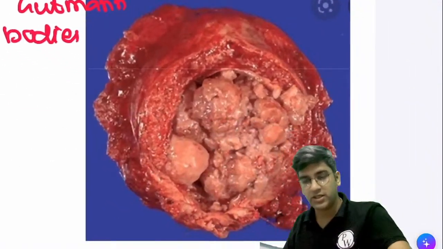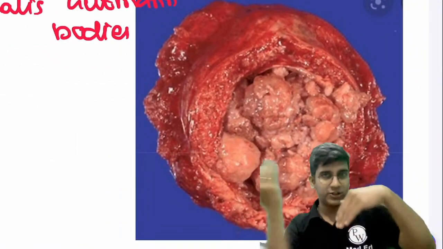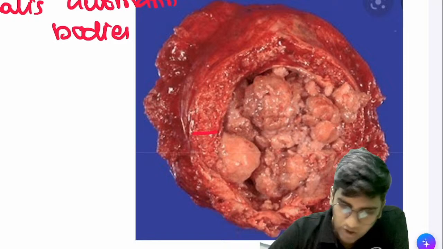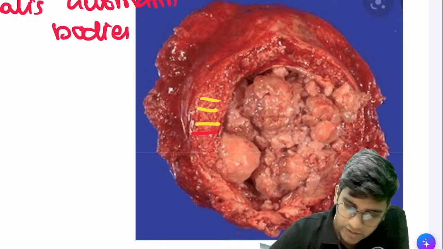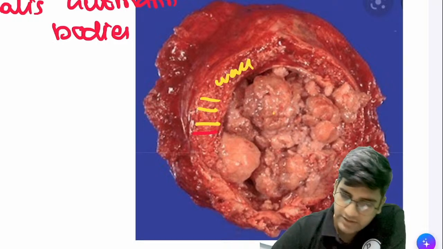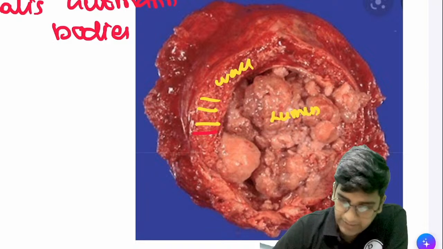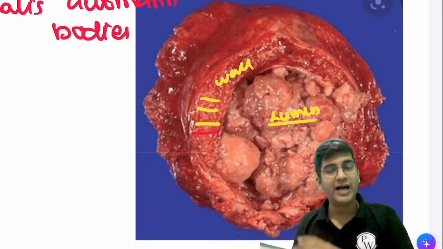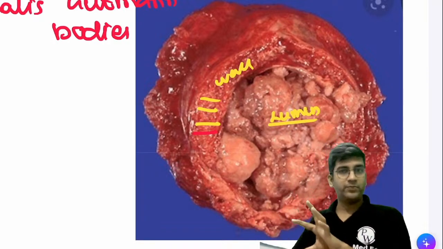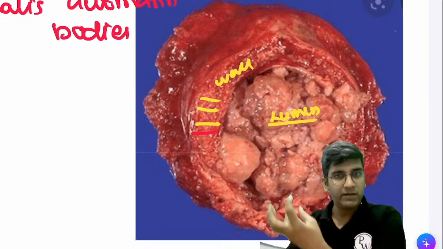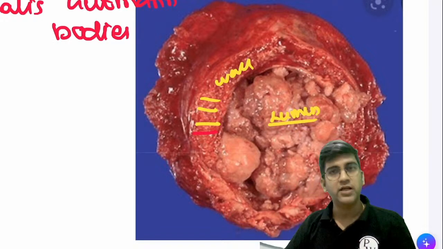Now let's look at the image. If you look at this image, there's actually a cut section of a bladder. This is the wall of the bladder. This is the wall of the bladder. This is the lumen of the bladder. In the entire lumen, you have a tumor filling the lumen. It's a mass. It's looking like multiple tiny masses, right? None of the other options will give a mass.